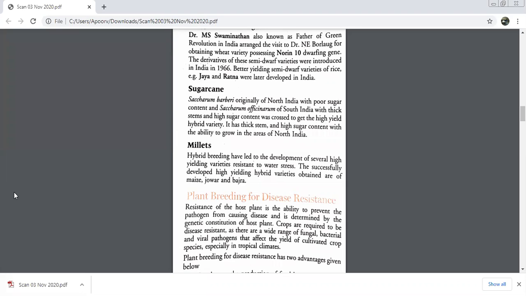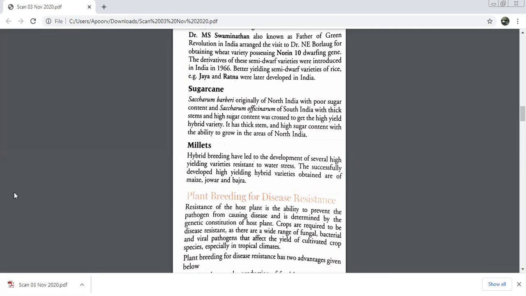It originated originally in North India. The earlier sugarcane had a poor sugar content. Later we had it in South India as well. The South Indian variety had very thick stems and the sugar content was very high.